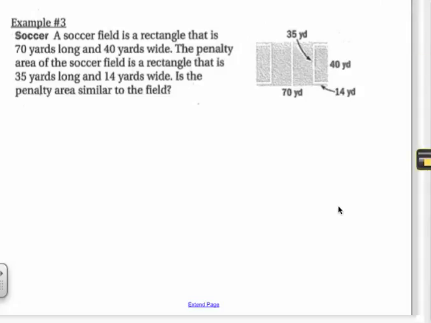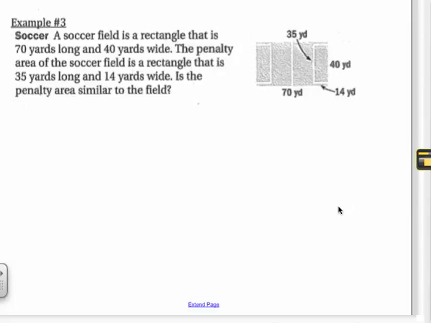Okay, gentlemen, example number 3 says a soccer field is a rectangle that is 70 yards long and 40 yards wide. The penalty area of the soccer field is a rectangle that is 35 yards long and 14 yards wide. Okay, I see that. Is the penalty area similar to the field? That means, do they have the same ratios?